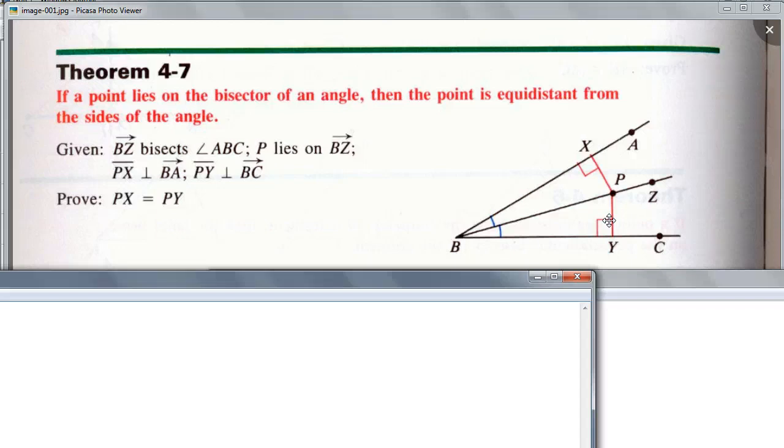So you can prove it by angle side. Because XBP and YBP, those two blue ones, are congruent right here. And then what? PXB and PYB are congruent. They're both 90 degrees, because by the definition of the distance from a point to a line, we know it makes a perpendicular segment right here. So we know both are 90.